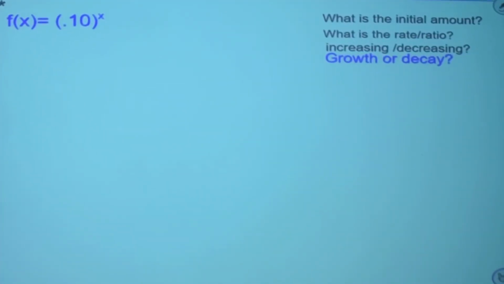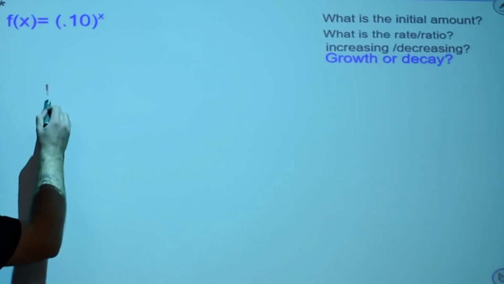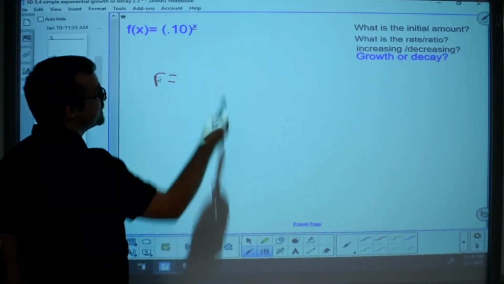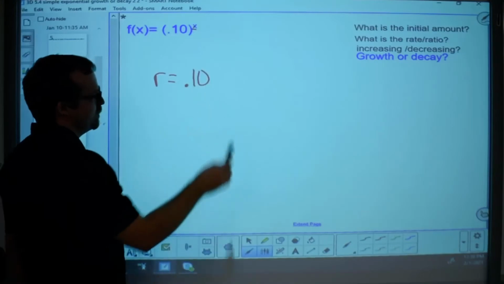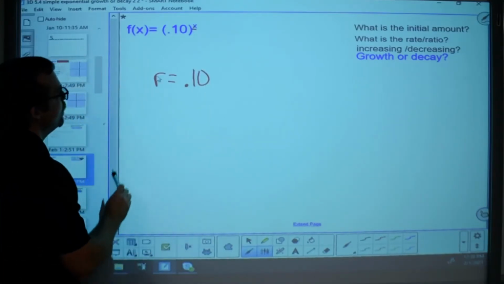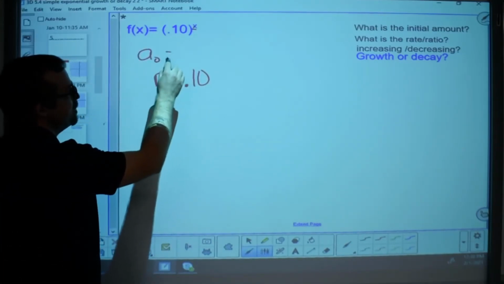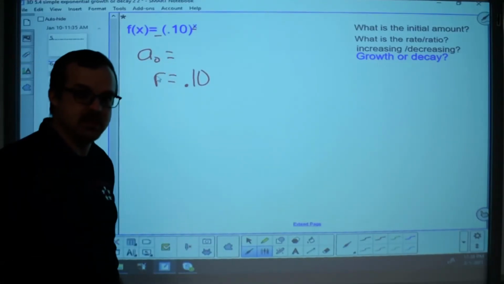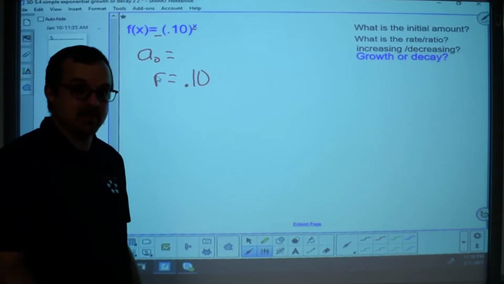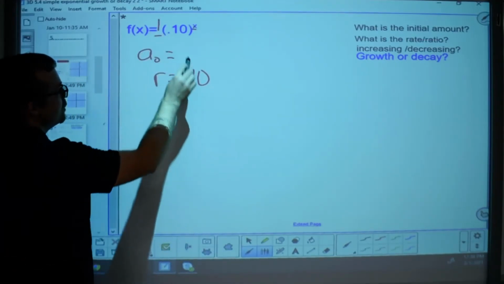Okay, so same thing here. Is there a coefficient in front of the ratio? In fact, maybe you found the ratio first. You go, well, the ratio is always touching this exponent x, right? So the ratio is 0.10, or maybe 0.10 is what you said. Well, then what's the initial amount? The initial amount's the number in front of the ratio. Well, what's right there? Well, I don't see anything. Well, in math, we don't have to write this number. That's 1. So initial amount is 1.